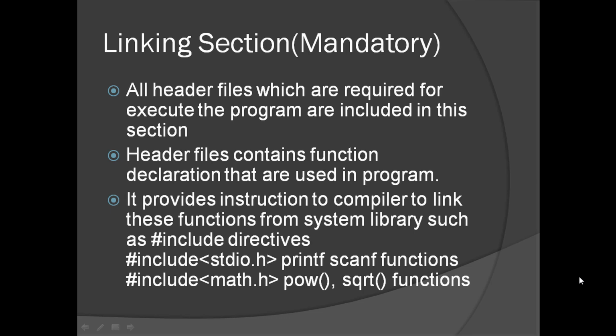The next section of the structure of a C program is the linking section. It is mandatory. All header files which are required to execute the program are included in this section. Header files contain function declarations that are used in the program. For example, we have used printf and scanf. Printf is an output function and scanf is an input function. But in order to make them work we will include the particular library called stdio.h.